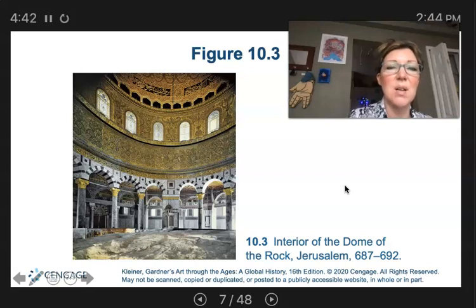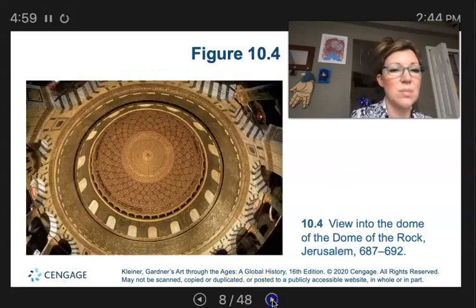Mithraism, which is an Iranian god, Mithra, does not have strong ties to the site enclosed by the Dome of the Rock. Islam, Christianity, and Judaism all do. Okay, this is the dome.